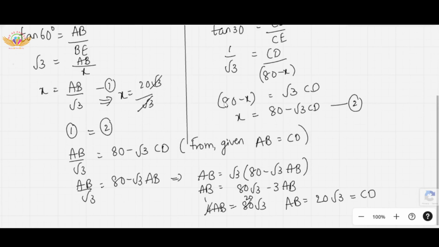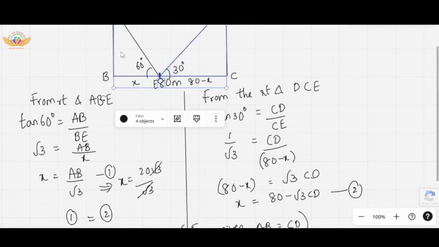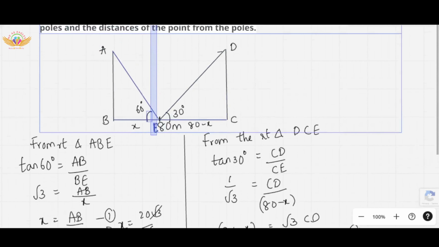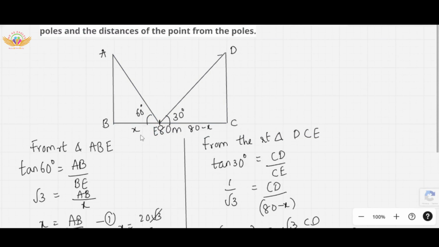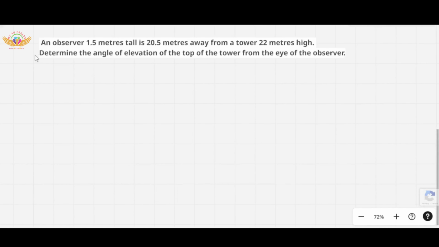So yes. Now let us go to our figure. Yes, this is our figure now. So we got x value as 20 and 80 minus 20 is 60 here, and here the height of both towers is 20 root 3. So this is the way how we have to solve it. Write it step by step neatly and present it properly. Let us move to next question.